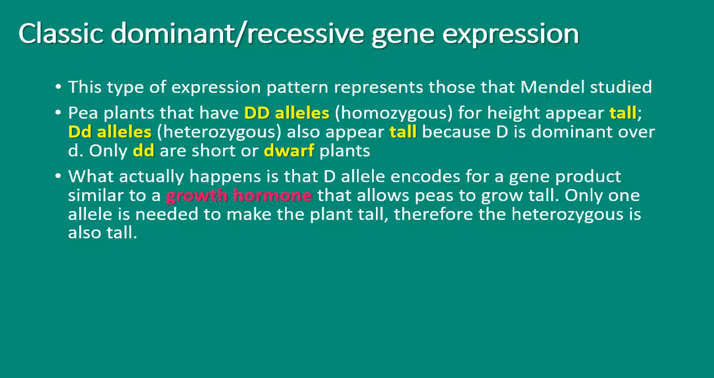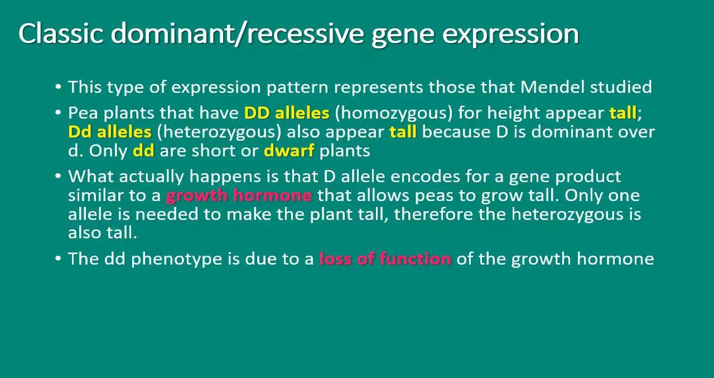Now, a molecular explanation of this is simply that there's this growth hormone that's involved in producing height of the plant to a certain level. As long as you have one allele of that hormone, you're going to reach a certain height with the plant. If you don't produce that hormone, then the plant's not going to grow like it's supposed to, and so it will be short, or a dwarf plant. So the recessive short or dwarf phenotype is due to a loss of function because you don't produce this growth hormone that's necessary to make tall plants.